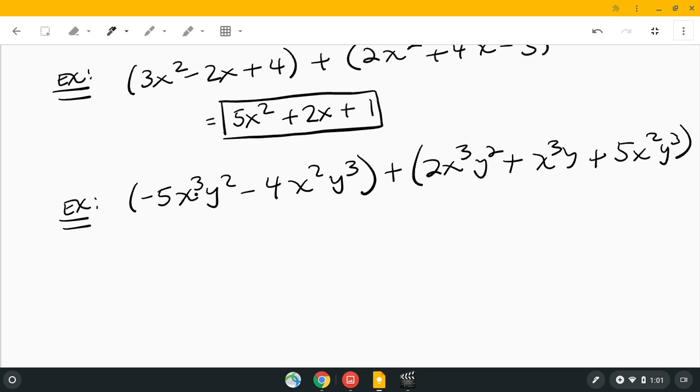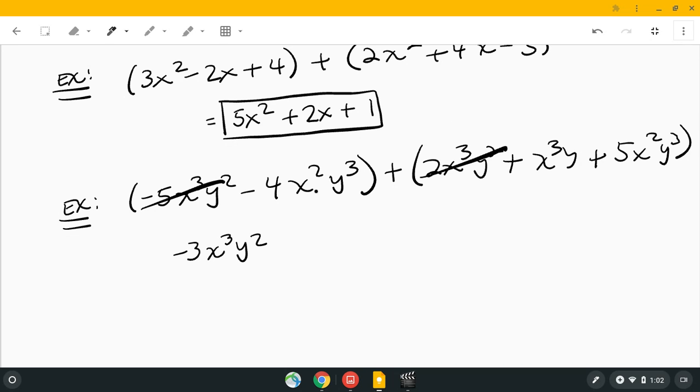So here we need to look for all the x cubed y squareds. No. Here's one, x cubed y squared. No, and no. Okay, so this one, negative 5x cubed y squared, and this one. So negative 5 and positive 2 is negative 3. Since we have several terms here that may or may not match up, I'm going to go ahead and cross them out as soon as I combine them. That way I know I took care of all of them.